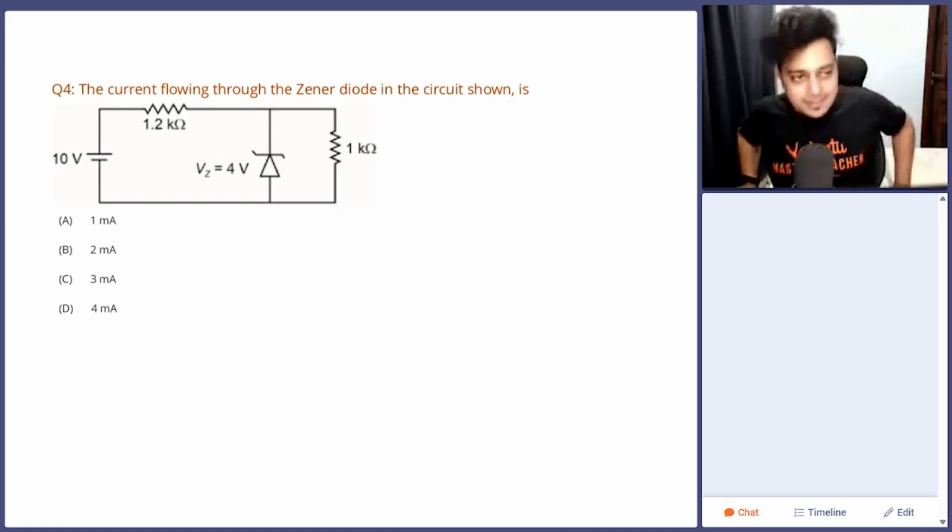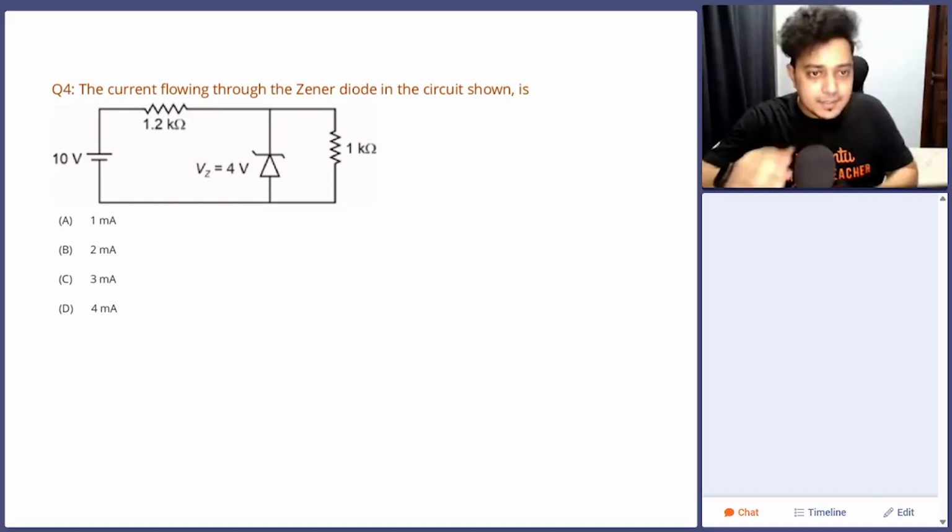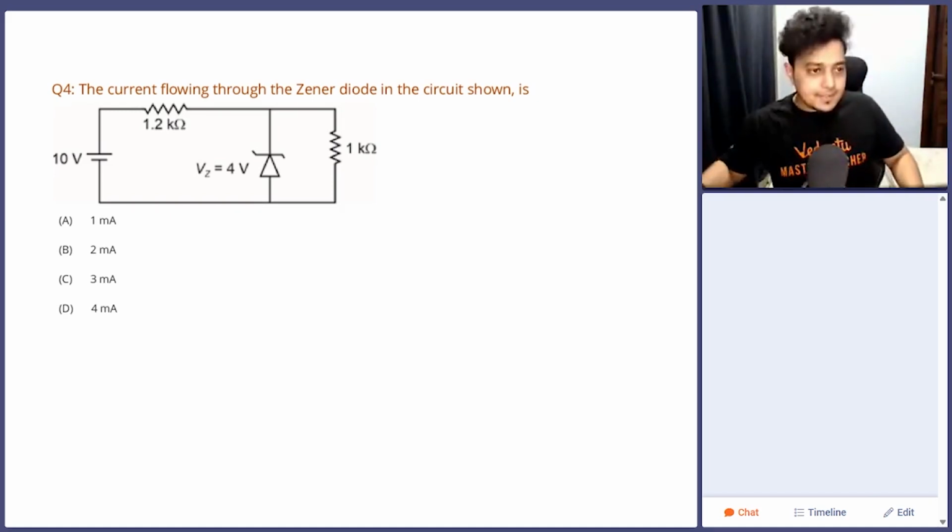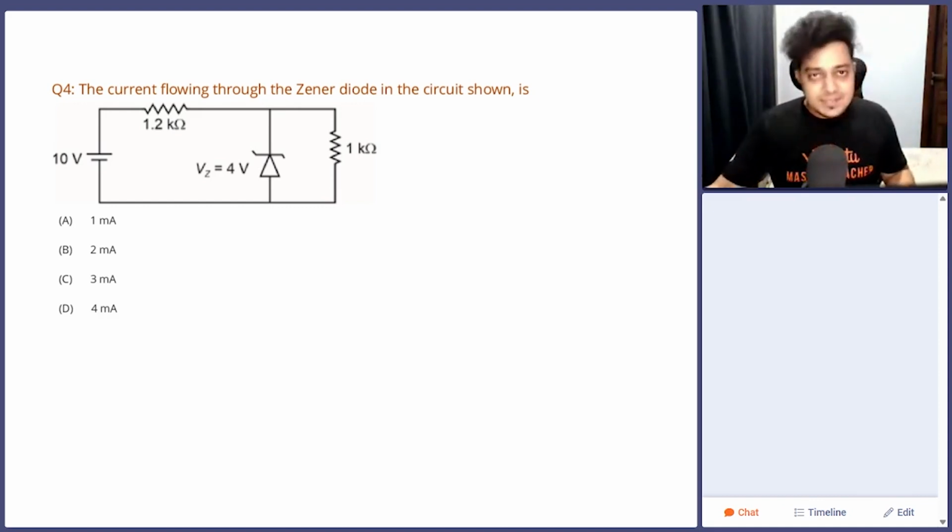Let's move on to the next question. Current flowing through the Zener diode in the circuit shown is... So there is a Zener diode. You know the purpose of a Zener diode is to maintain the voltage. It is always used in reverse bias condition, which it is right now. So it is designed to easily undergo breakdown, and once it undergoes breakdown, then no matter how much current you pass through it, voltage will remain fixed.